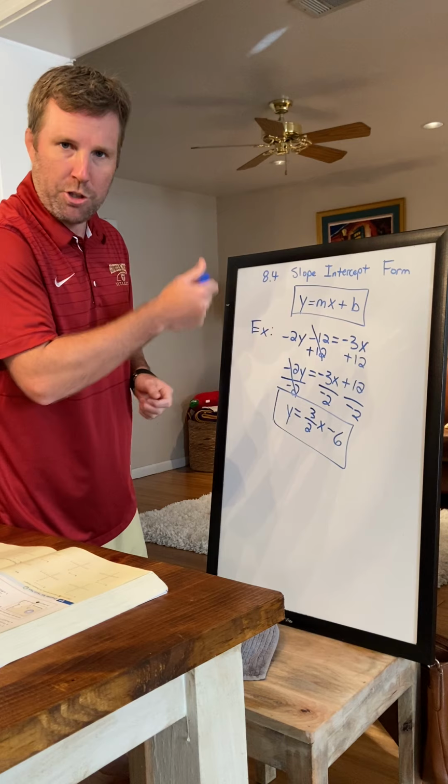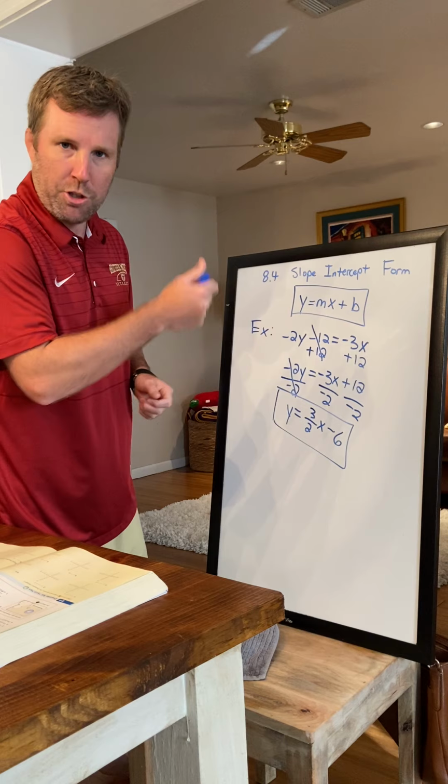Again, all we're trying to do is get the y by itself. So I got to get the y by itself. But before I can do any multiplication or division, I got to get rid of this negative 12. I got to get rid of the addition and subtraction. First step, add 12 to both sides. When I do that, negative 12 plus 12 cancels. I get negative 2y equals.